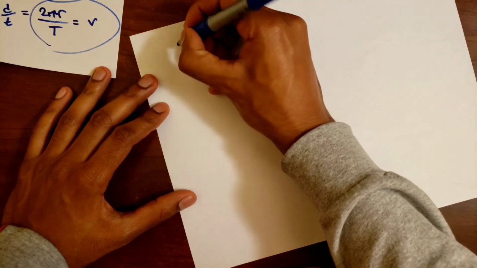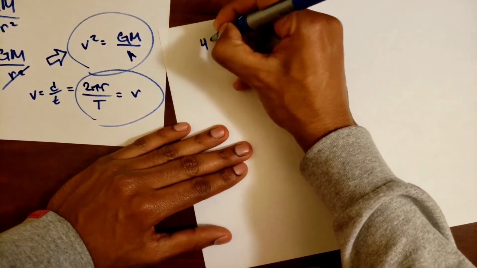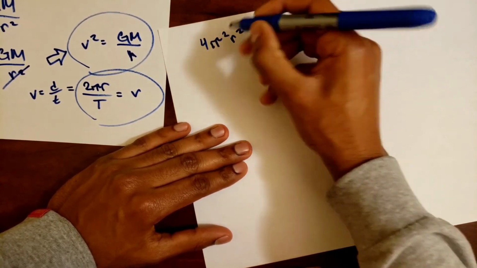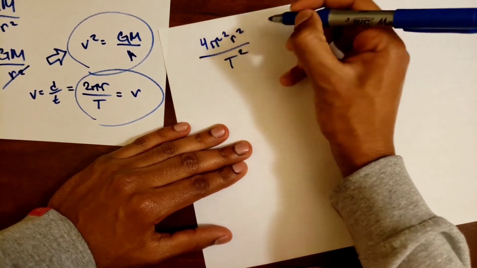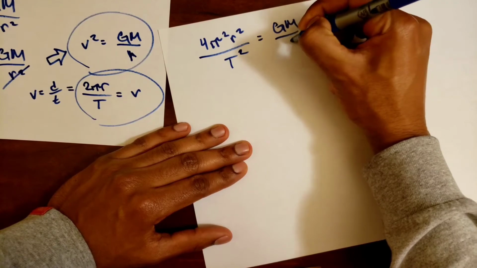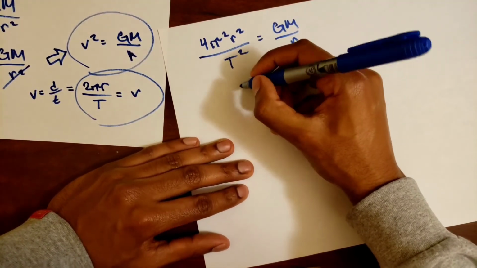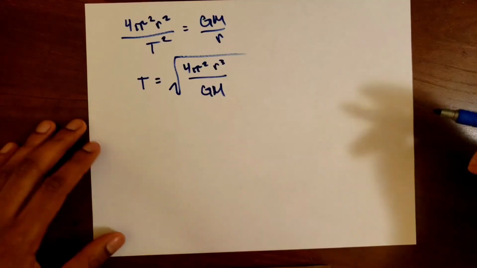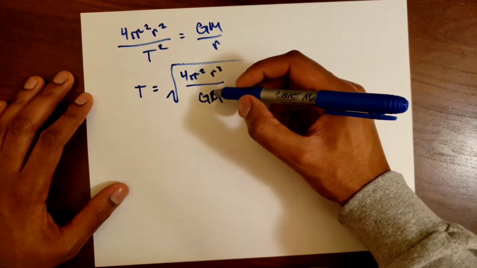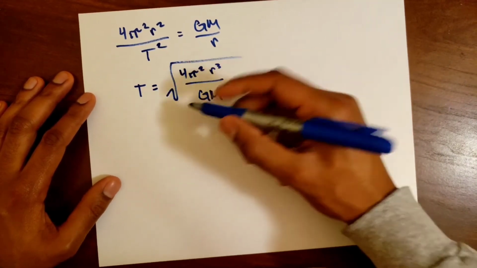So again, substituting, I'm going to skip some algebra here. We can get 4 pi squared times r squared over T squared. Again, I just stuck this in here and squared everything. That's equal to GM over r. And then we isolate period. Okay, sorry about the cut, my phone died. So we isolated period here, and we get period is equal to this.